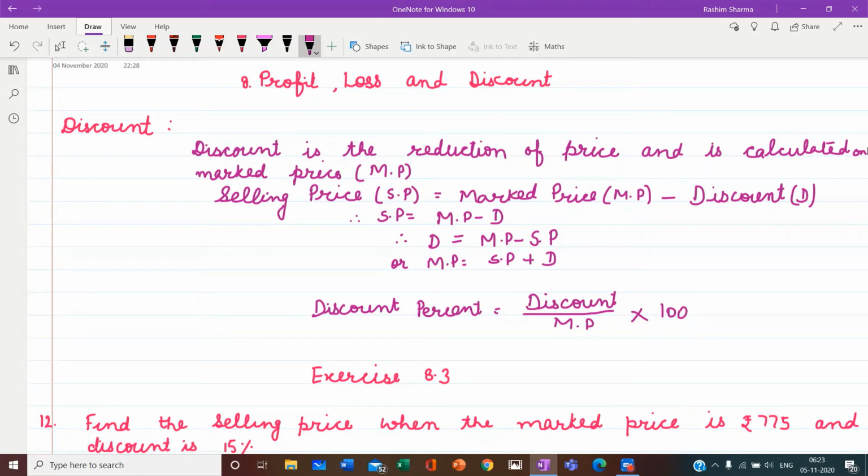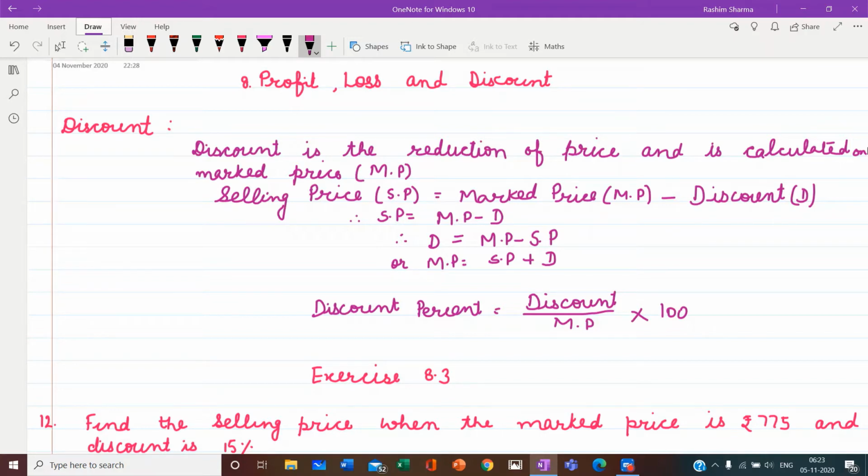Hello students. In today's mathematics class, let us continue with chapter 8. We are doing profit loss. Today the topic is discount. Okay. Discount is the reduction of price. Means the price that we reduce, and it is calculated on mark price always.